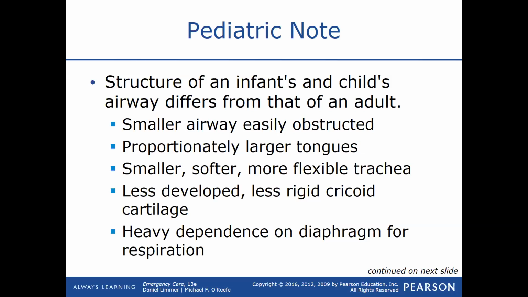Perfect. Yeah. So if we were to overdo it with our head tilt chin lift, we can actually kink that trachea, and now we are the obstruction. So that's one thing to look out for, especially with your infants and toddlers. Less developed, less rigid cricoid cartilage, along the same lines as that. Heavy dependence on diaphragm for respiration. Like I said, a lot of your toddlers and babies, you'll see the stomach go up and down. That's because they're belly breathers. They use their diaphragm primarily for breathing.